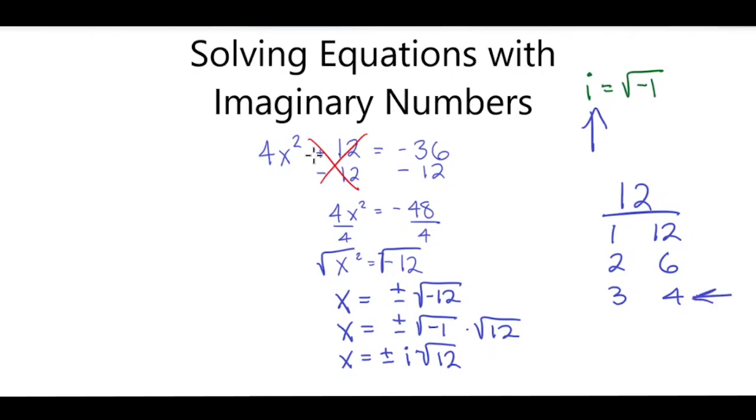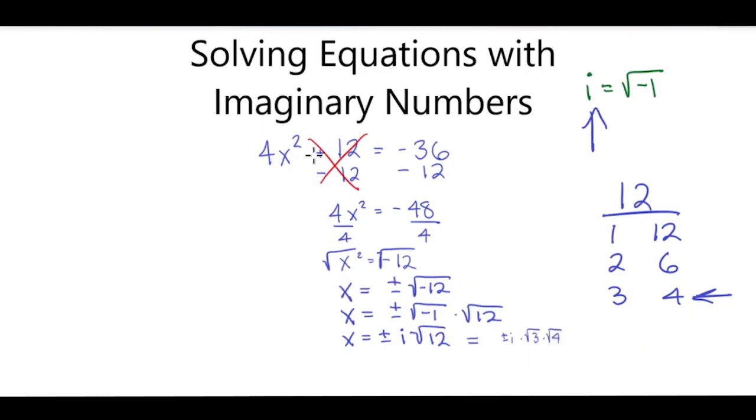I know the square root of 4, so I'm going to factor this into plus or minus i times the square root of 3 times the square root of 4. And because I know the square root of 4, which is 2, I can rewrite this as plus or minus 2i times the square root of 3. And that's our final answer, plus or minus 2i times the square root of 3.